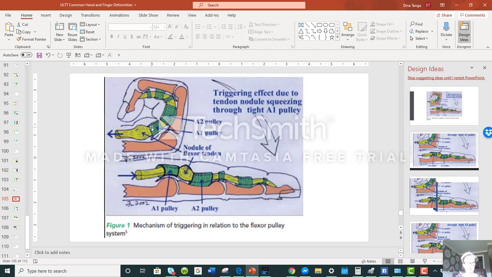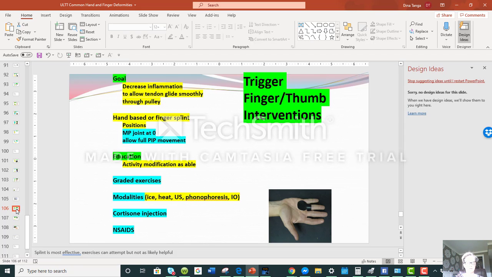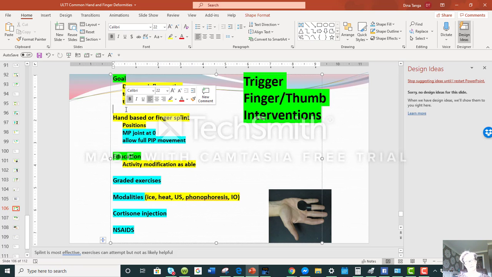A1, A2. Wow, here's a nodule. So to extend the finger, this nodule has to go through the A1 pulley. That's interesting. Okay, so the goal is to decrease inflammation to allow the tendon to glide smoothly through the pulley. That makes a lot of sense, right?